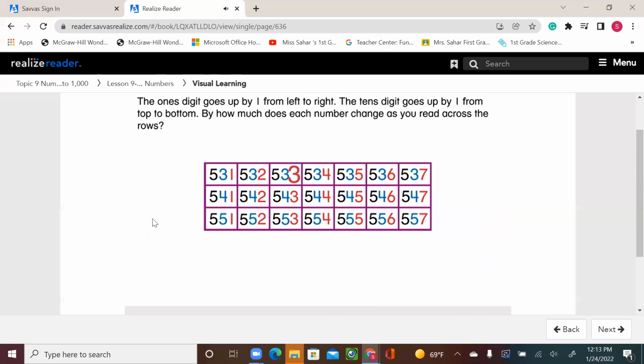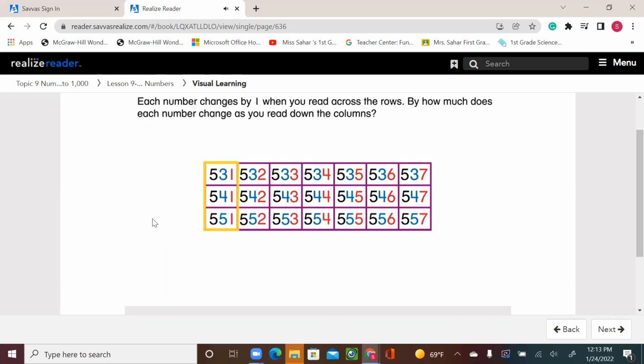The ones digit goes up by 1 from left to right. The tens digit goes up by 1 from top to bottom. By how much does each number change as you read across the rows? Each number changes by 1 when you read across the rows. By how much does each number change as you read down the columns? Each number changes by 10 when you read down the columns.